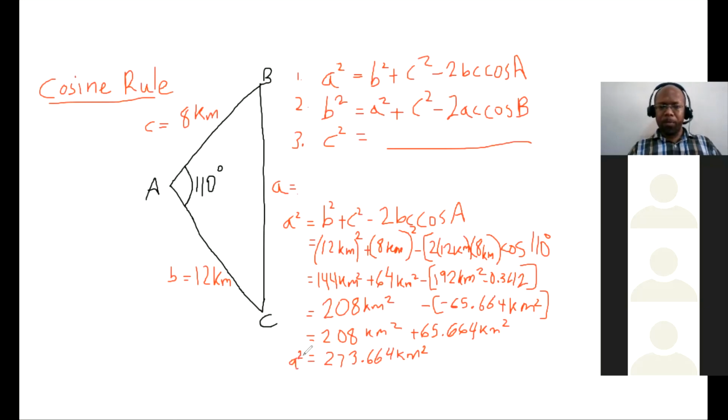When you get to this point, what are you supposed to do? Square root both sides. That's right. Because we want to find the root of the square. Whatever you do on one side, make sure you do on the other side. And what is the square root of this number here? So let's check it out. 273.664, square root that, and what do you get?